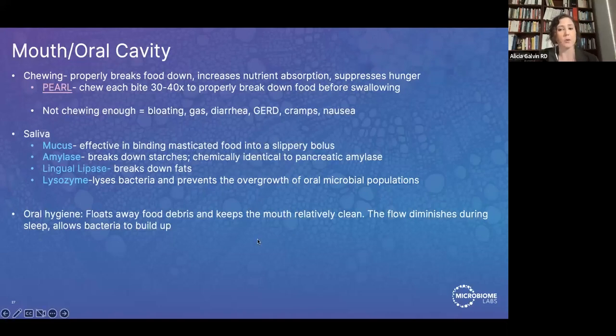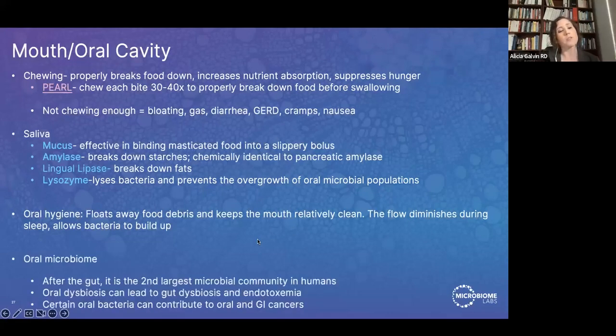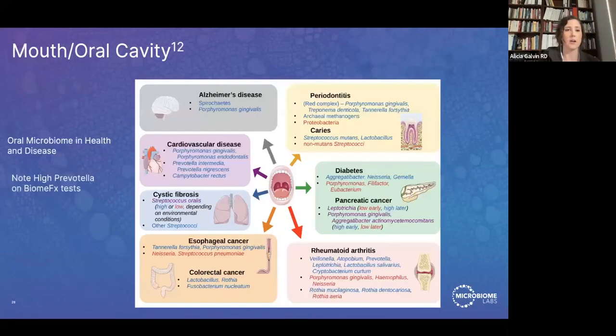This is why good oral hygiene is really important. The oral microbiome, after the gut, is our second largest microbial community. So we have the second largest here at that first opening, that first site of what's happening, and then we have our largest in our gut. There are a lot of microbes involved in regulating the outside world coming in for our protection. But if we have oral dysbiosis, or an overgrowth of certain oral bacteria, then that can lead to various pathogenic and chronic diseases. And here's a list of what those could be.